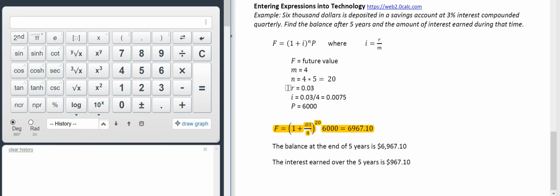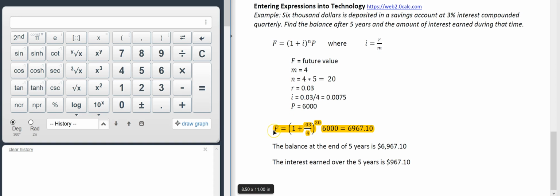The annual interest rate was 3%. I wrote that as 0.03. That means the interest per period is calculated as 0.03 divided by 4, which is 0.0075. And it was convenient that this particular value ended up being a terminating decimal, meaning it doesn't go on forever. P is the principal, and the initial amount to invest was $6,000.